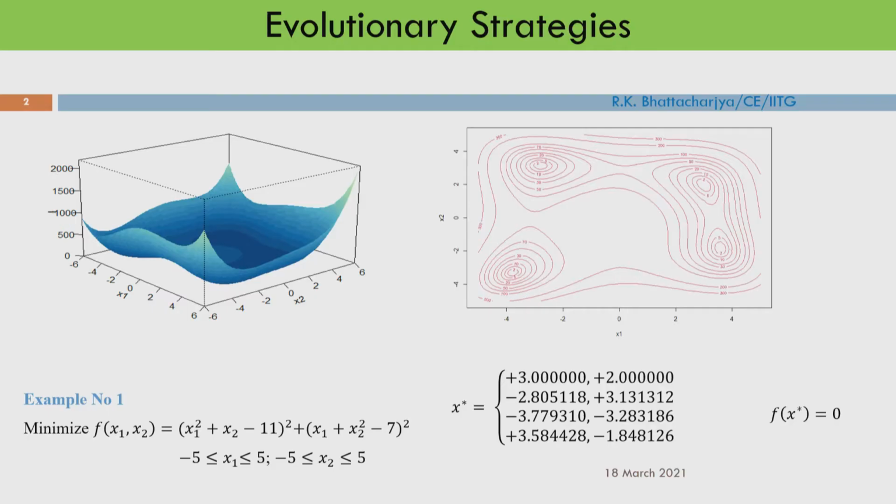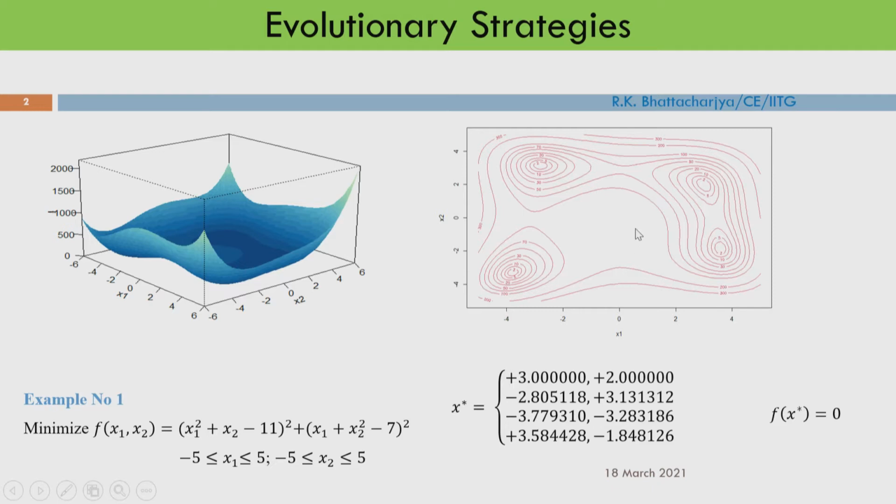The first function, as you have seen, I think you have already solved it. The function is (x1² + x2 − 11)² + (x1 + x2² − 7)², and the range of x1 and x2 is minus 5 and plus 5. As you know, this function has 4 optimal solutions, and we will try to find these optimal solutions using lambda plus mu ES.